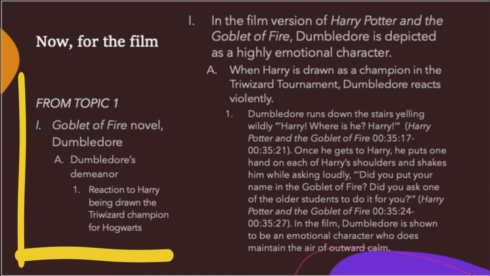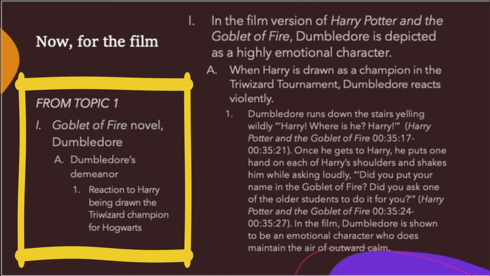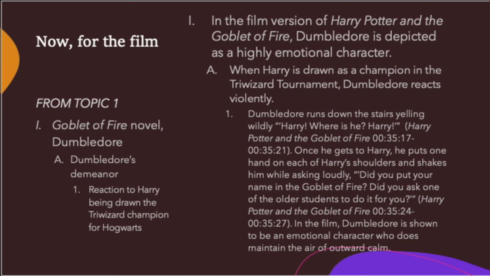So if you notice, I have a little recap from the novel on the left here. So we see Goblet of Fire, novel, it's talking about Dumbledore, Dumbledore's demeanor, and then his reaction to Harry being drawn the Triwizard champion for Hogwarts, okay? So we've got this over here just to reference back. Okay, so our topic sentence. In the film version of Harry Potter and the Goblet of Fire, okay, now we know we're talking about the film because it says it right there.